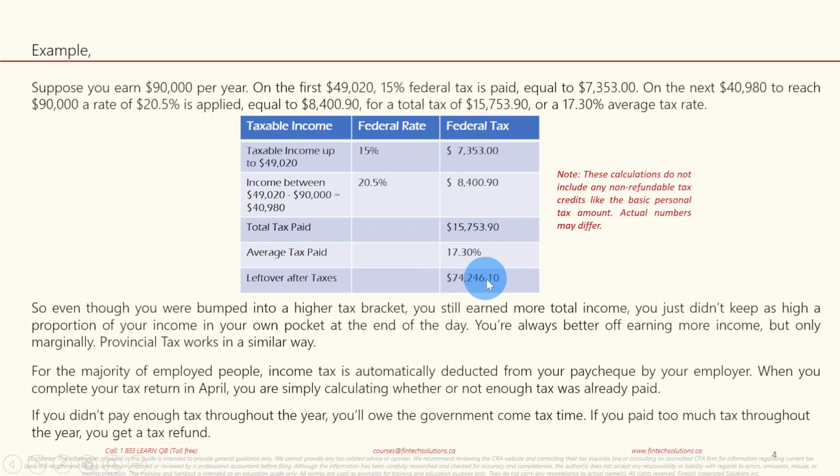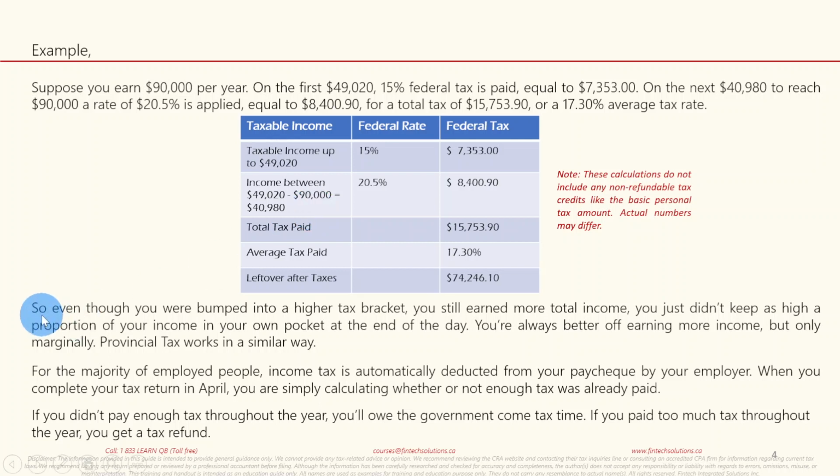After tax leftover is 74,246 and 10 cents. Now this is an example just for the understanding of the tax brackets and how the progressive tax system works. Actual numbers will definitely vary, because there could be calculations which are not included over here, any kind of non-refundable tax credit or refundable tax credits, or if there are any deductions by the taxpayer. So actual numbers will differ definitely if any of those are there, but this is a good example to understand how the progressive tax system works with the tax bracket.